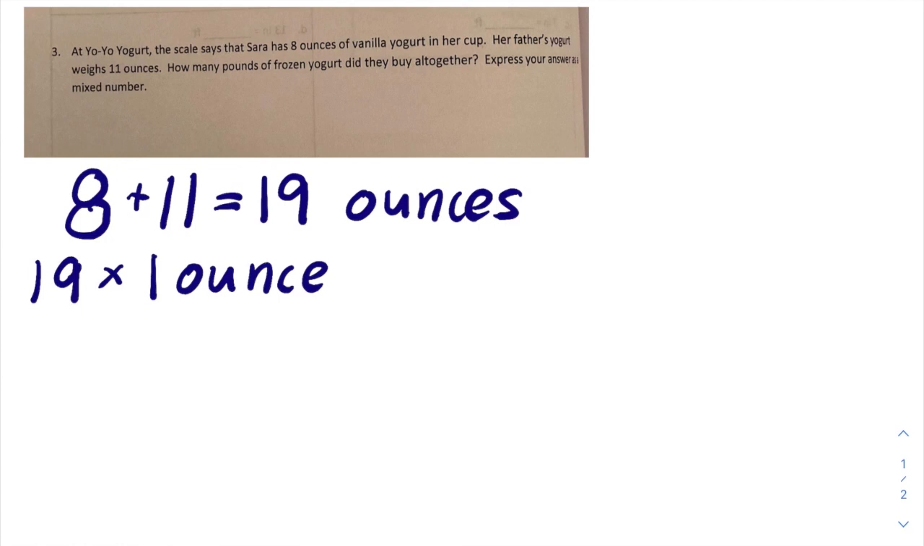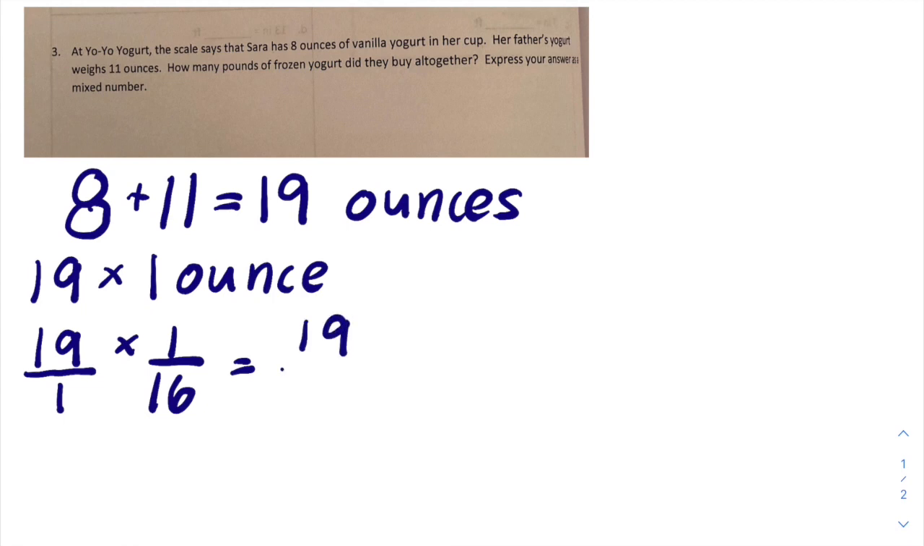So we know we can multiply 19 times 1/16, because 1 ounce is 1/16 of a pound. If you want, you can put the 19 over a 1 to make it easier to multiply across. And that's when you end up with 19 times 1 is 19. 1 times 16 is 16. So we have 19/16 pounds.